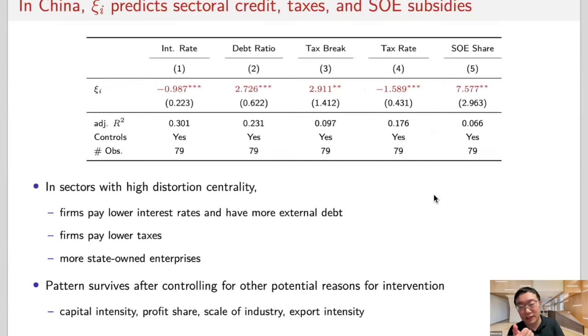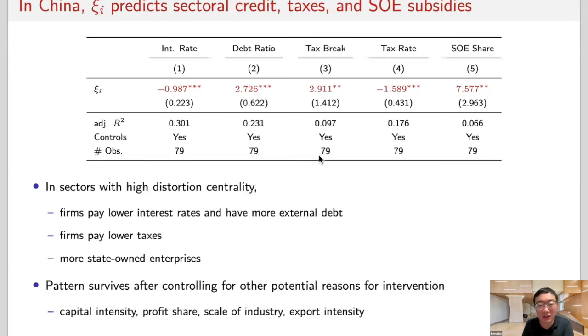So using firm-level data, what I found is industries with higher distortion centralities, firms in those industries tend to pay lower interest rates. They tend to have higher debt to capital ratio. They tend to pay lower taxes, receive more explicit tax breaks. These industries also tend to have more state-owned firms that receive more subsidies. So, all across these different policy platforms of potential ways for the government to intervene, one does see that firms in the high centrality sectors seem to be favored.